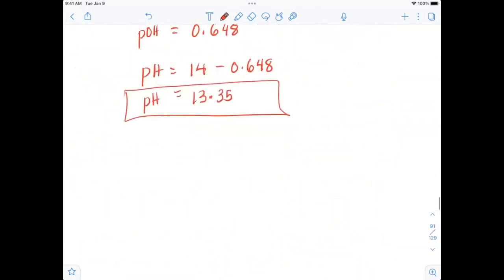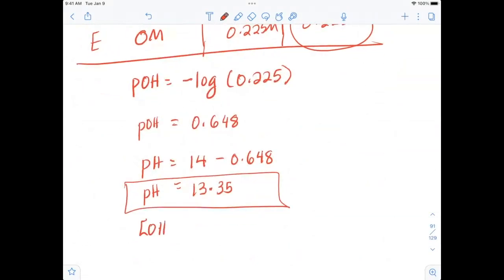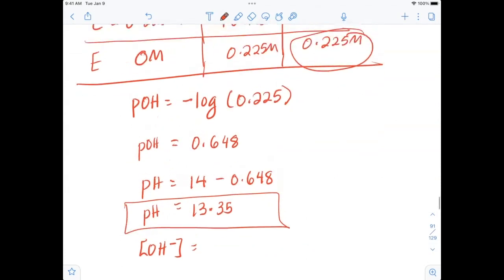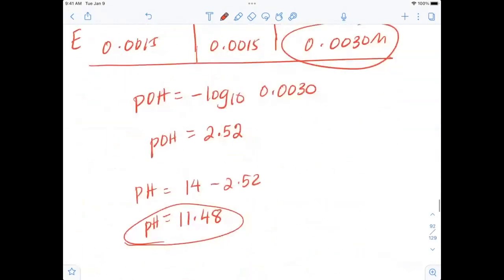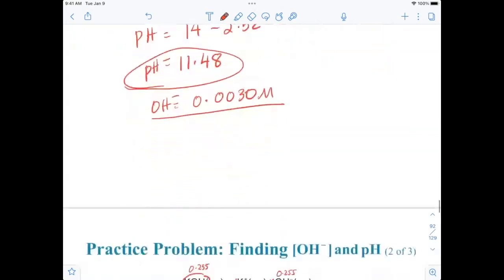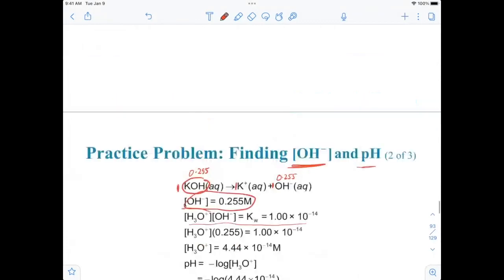So the first one was going to be that. Of course, they're asking for the hydroxide ion, right? So the hydroxide ion here is going to be 0.225 molar. That's one answer. Then the hydroxide ion here is 0.0030 molar. That's the first one. Finding OH minus and pH.